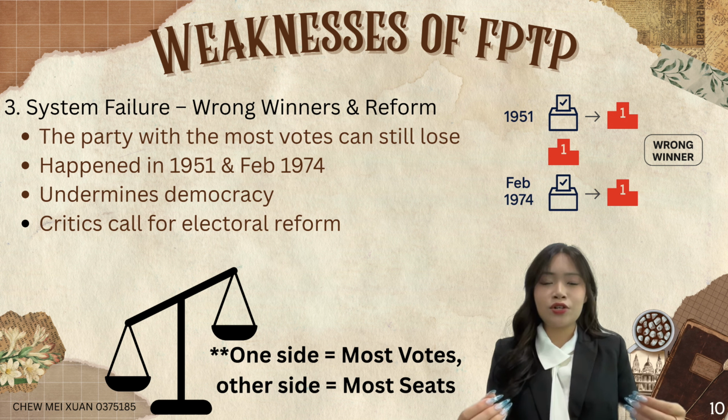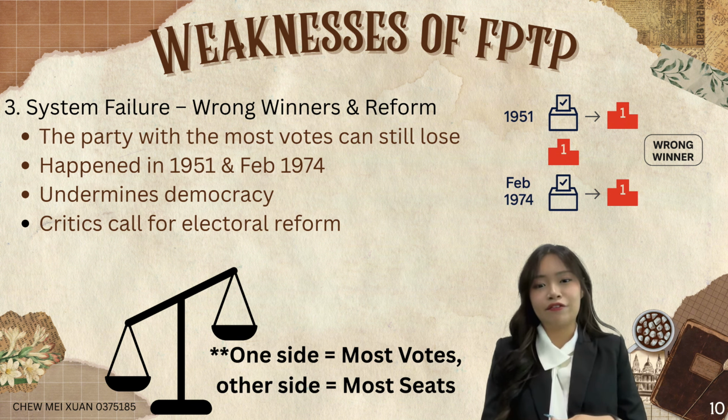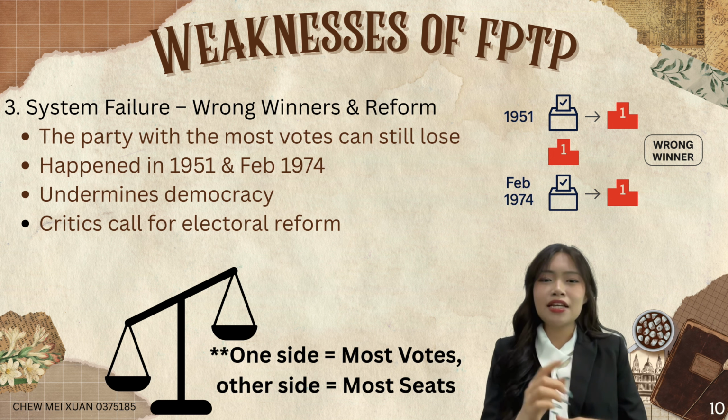Ultimately, the most extreme weakness of FPTP is its potential to produce a wrong-winner election, where the party that wins the most votes nationally fails to win the most seats, as happened in 1951 and February 1974. This is the system's logical flaw taken to its most absurd conclusion. The fact that the UK's electoral system can declare the less popular party the victor is a damning indictment of its democratic credibility.